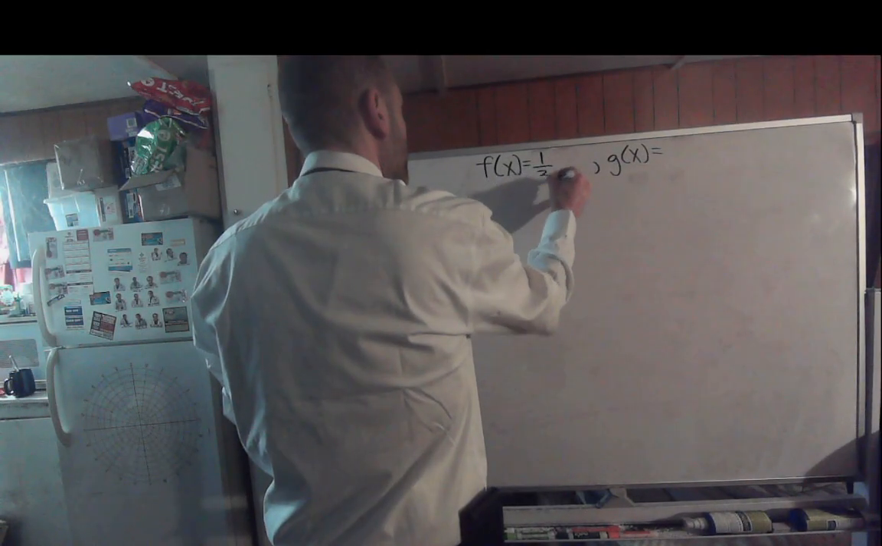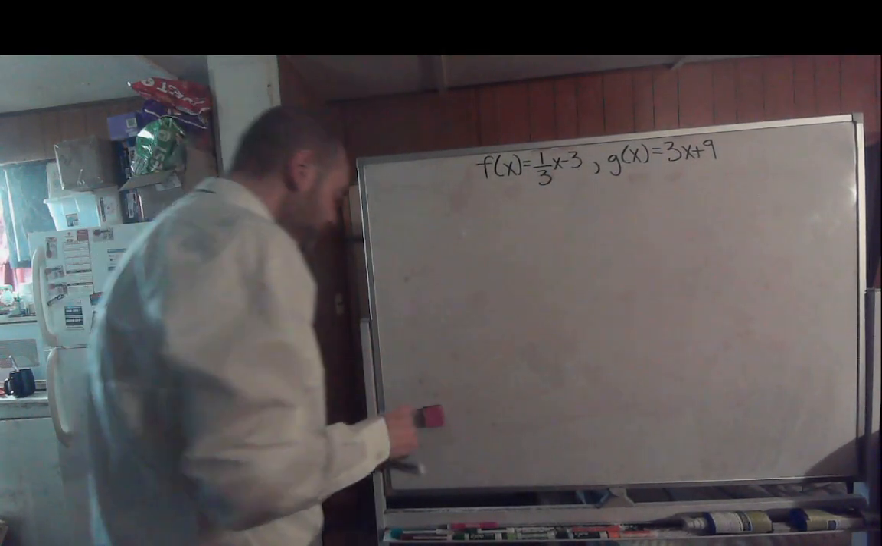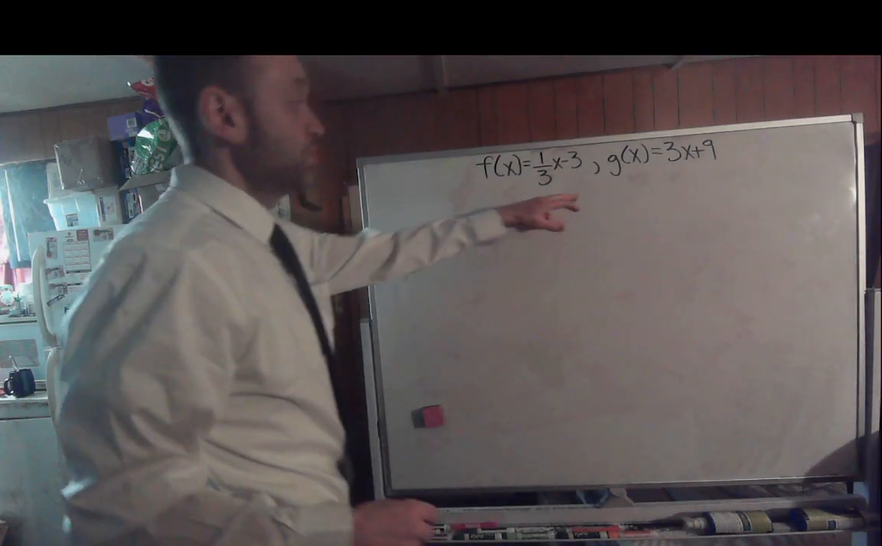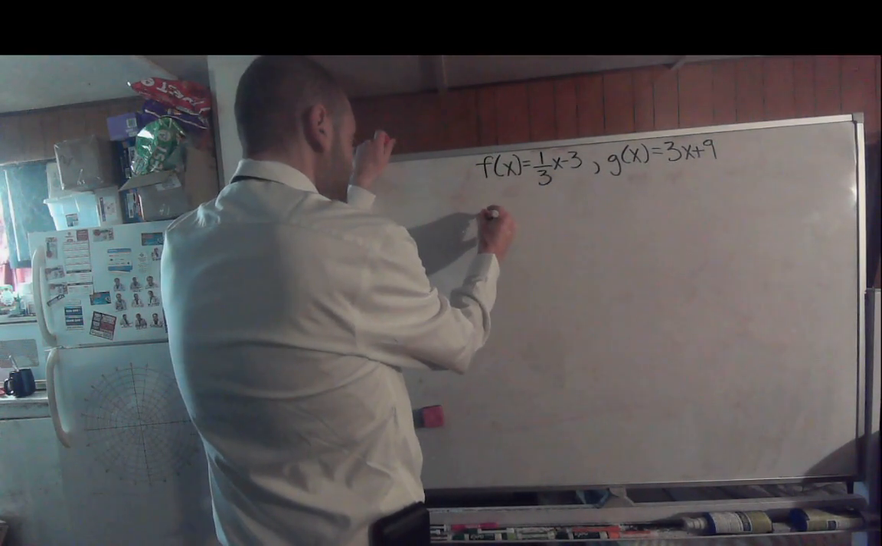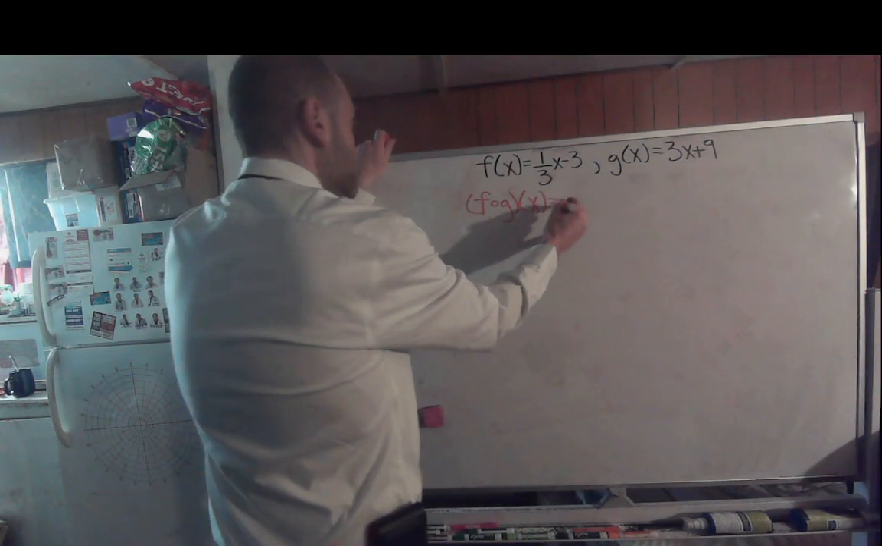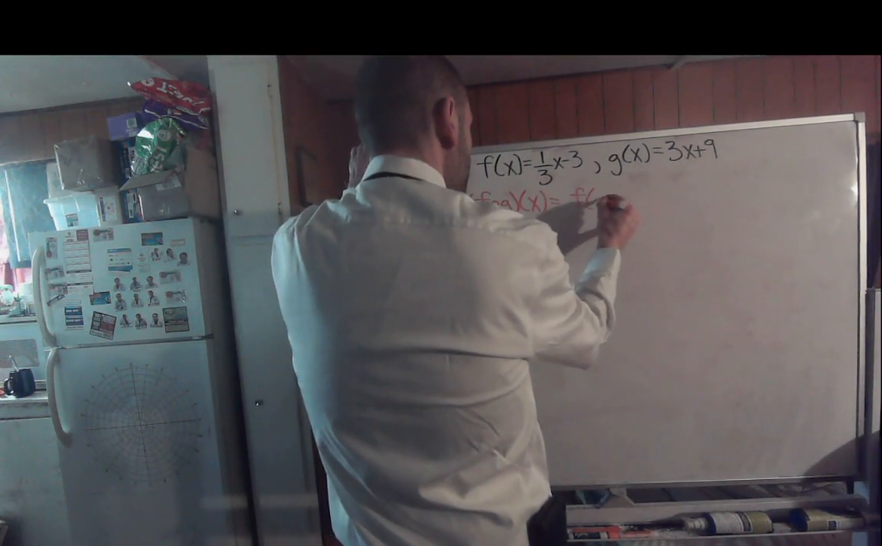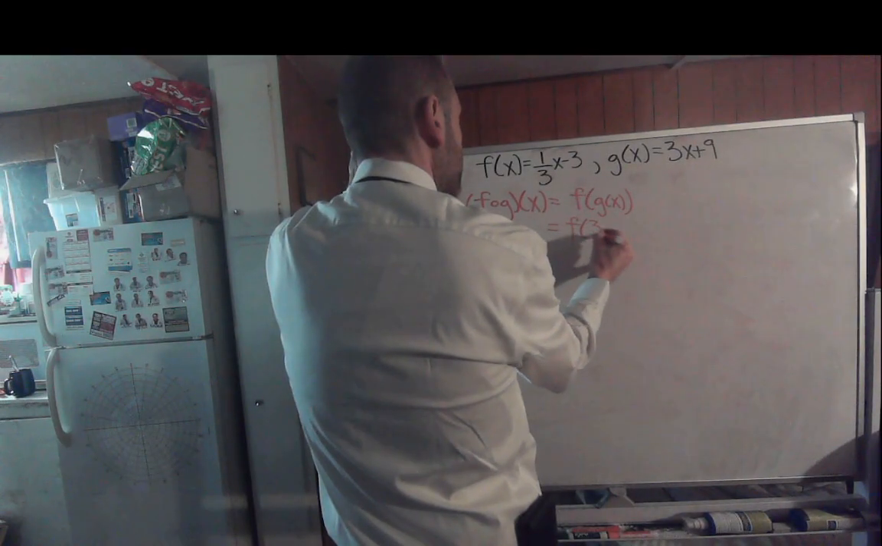I got 4 more. f of x equals 1/3 x minus 3. g of x equals 3x plus 9. Okay, let's go ahead and find f composition g of x, which would of course equal f of g of x, which would give you f of 3x plus 9.